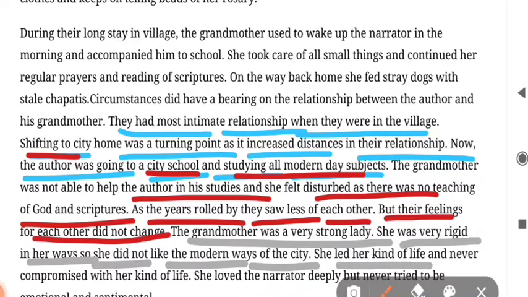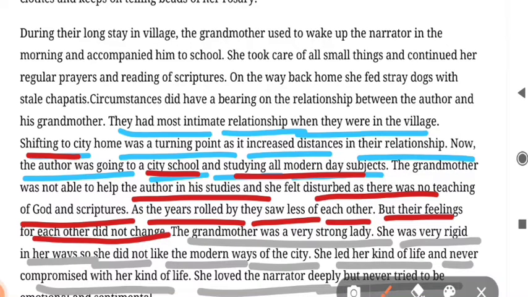She led her kind of life and never compromised with it. She loved the narrator deeply but never tried to be emotional and sentimental. So what happened? She was a very strong lady in her own ways, but somewhere she was very emotional also. She wasn't like the modern ways of the city, and she never compromised with her regular schedule. She was carrying out her life the way she used to in the village.